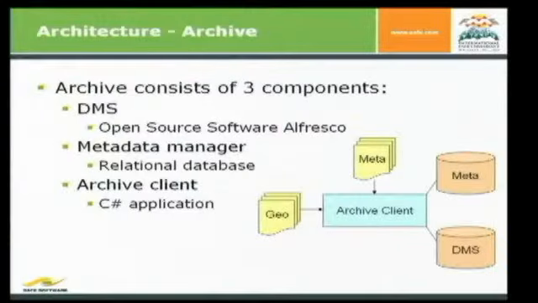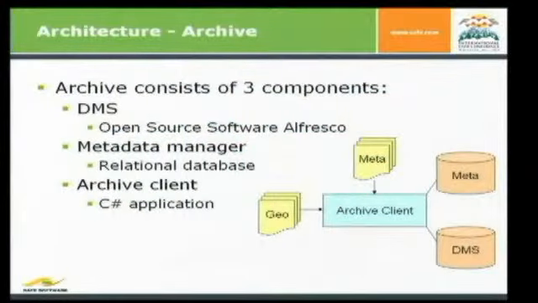Okay? So this archive consists mainly of three components. One is a data management system. Therefore, we used an open source software, Alfresco. We have something called the Metadata Manager. It's simply a relational geodatabase and an archive client, which is a C# application. As I said, as soon as they enter the geodata, this pops up and tells them they have to enter metadata as well. The archive client stores that in two separate databases: one just for the metadata and one for the management system. The point is that if something gets updated on the geodata side, you don't have to update the metadata. In between, they are linked with a unique ID, of course. Okay, so that is the first component.